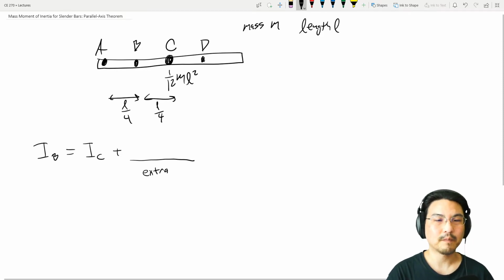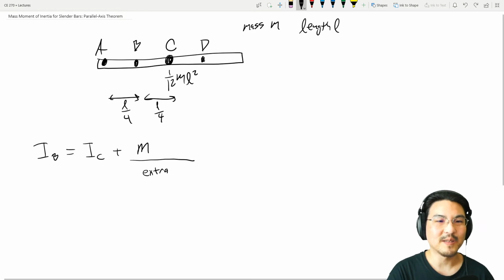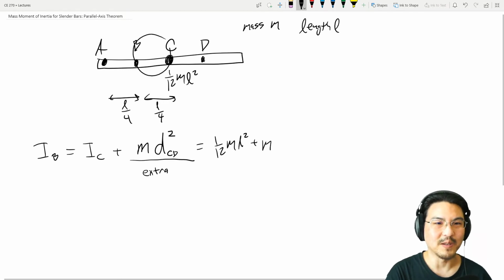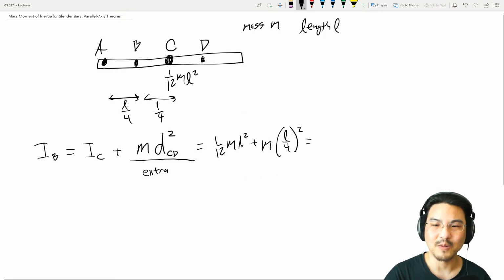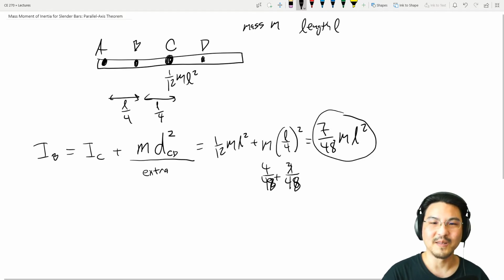Okay, how much extra? The mass of the object, in this case the entire bar, times the distance between these two parallel axes squared. So that's the distance between points C and D squared. Say we use this as an example. So that's 1/12 mL squared plus the mass of the whole bar times the distance between here and here, L over 4 squared. So that's the answer. So that's 1/16 and 1/12 is, let's see, 4 over 48, 3 over 48, so 7 over 48 mL squared. So see, this is bigger than this.